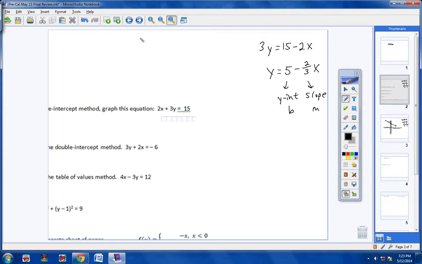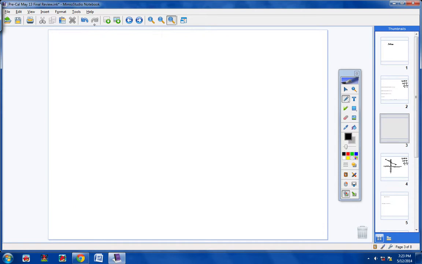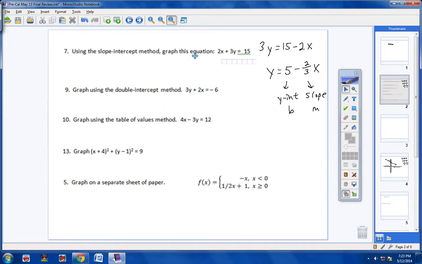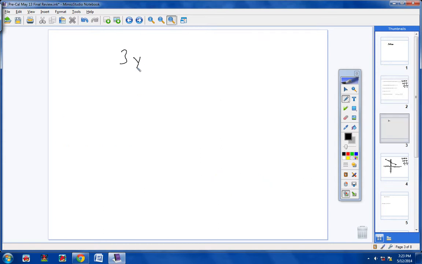Okay? Now, let's take a look at the next problem that could possibly be on your test. I want you to graph a linear equation using the double intercept method. So the equation is 3x plus 2y equals negative 6.